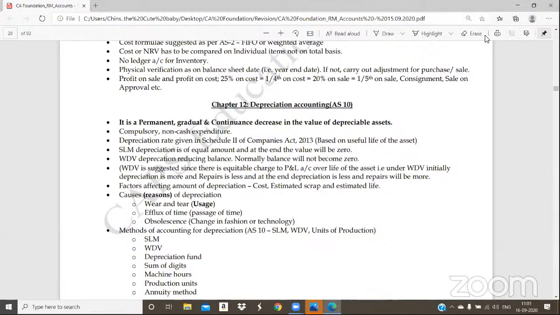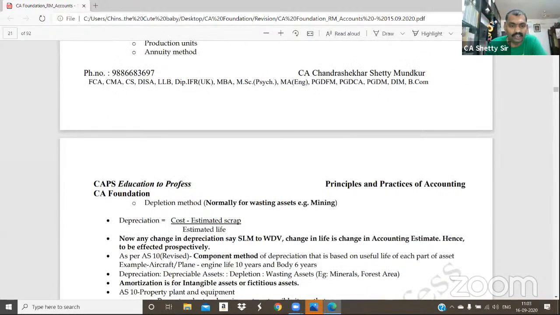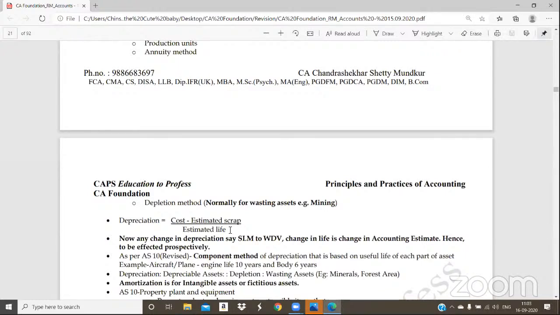Factors affecting amount of depreciation: cost, estimated scrap, and estimated life. That is nothing but the formula of depreciation: cost minus scrap, divided by life. So for any one of these figures, if cost is higher, depreciation is higher; if life is higher, depreciation is lower. Higher the denominator, lower the value. Understood? Yes.